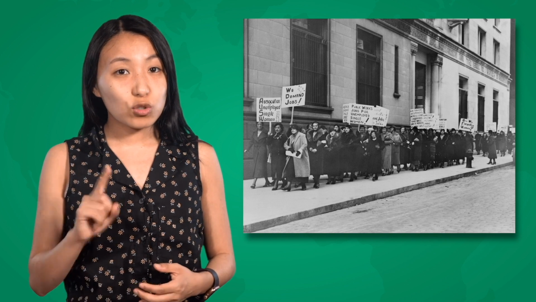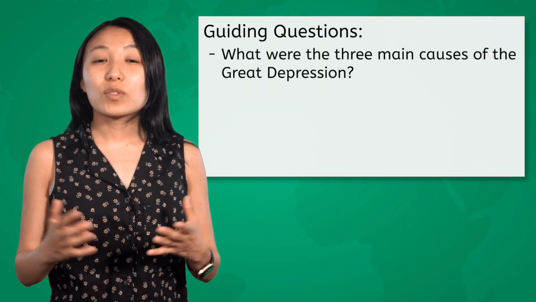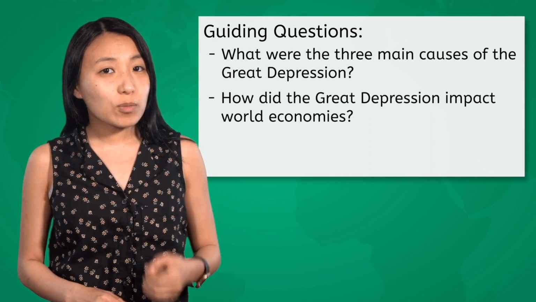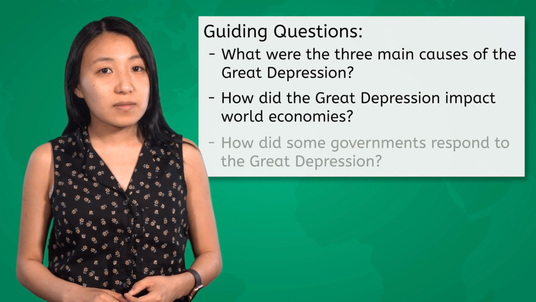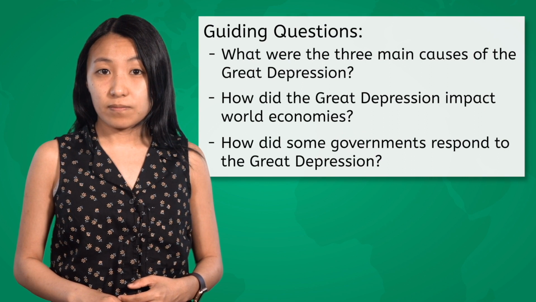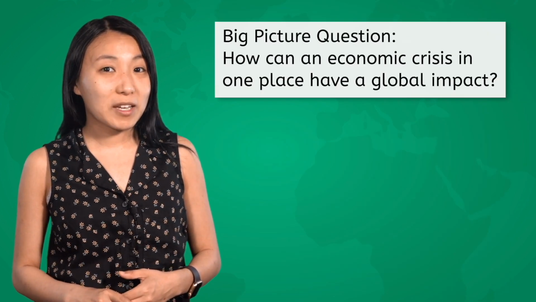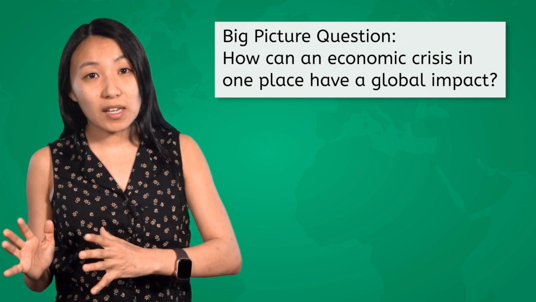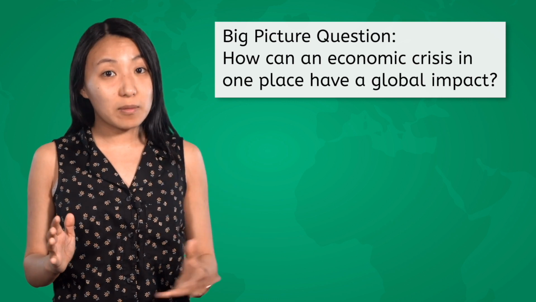After today's lesson, you should be able to answer the following questions. What were the three main causes of the Great Depression? How did the Great Depression impact world economies? How did some governments respond to the Great Depression? And you may have some ideas about how to answer our big picture question. How can an economic crisis in one place have a global impact?